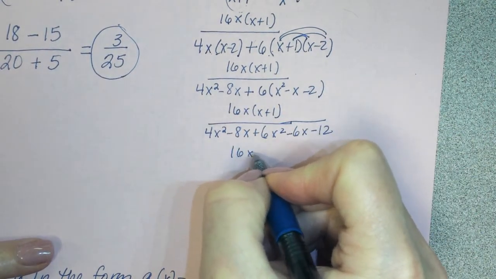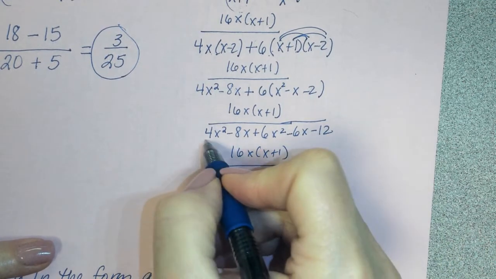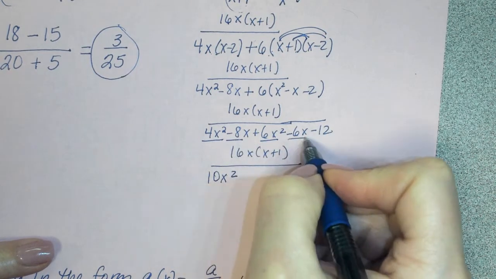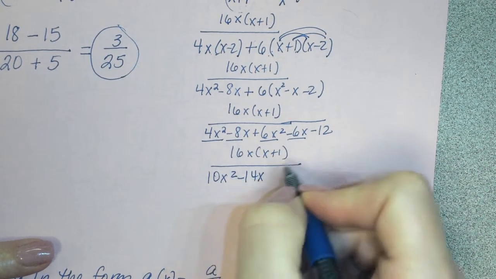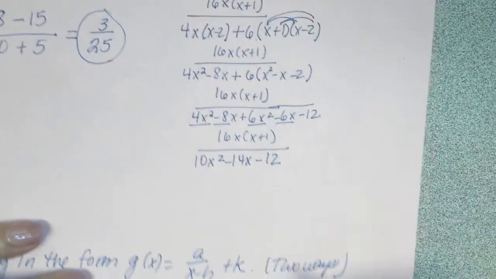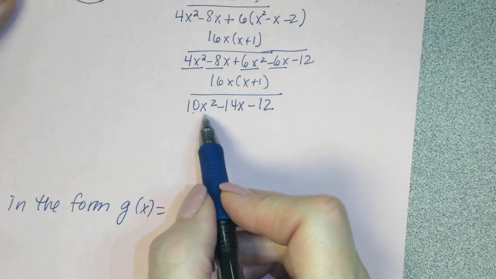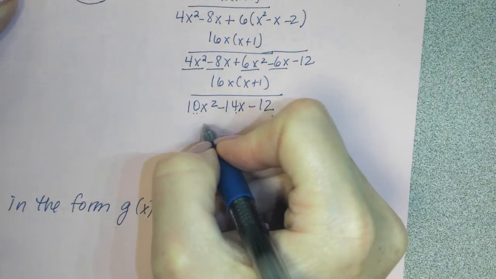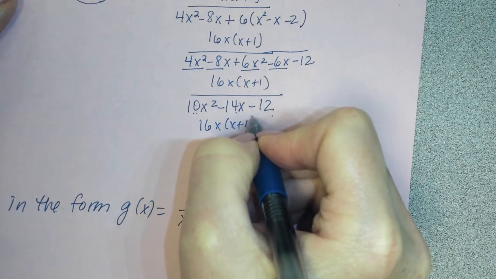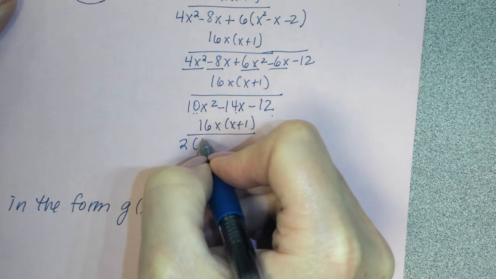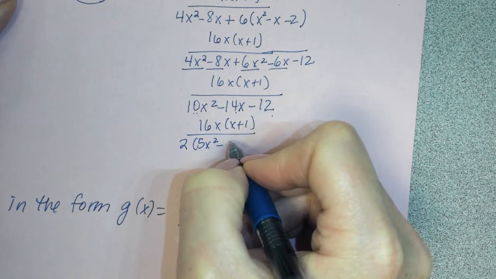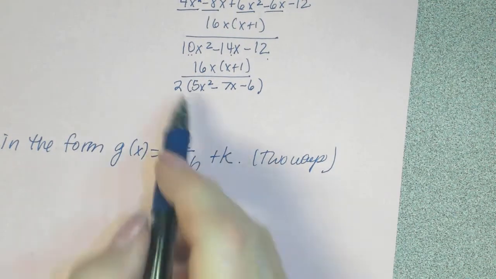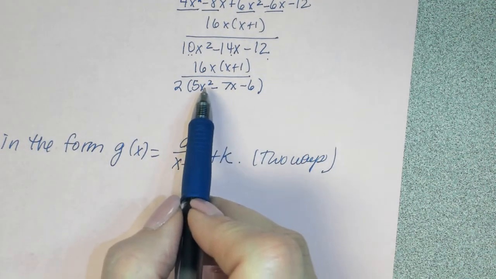Again, numerator's fine. If I have 4 of these and 6 of these, that's going to give us 10. Negative 8x minus 6x, that gives us negative 14x, and then minus 12. What can I factor out of this 10, 14, and 12? 2. Good. So now I have 16x, x plus 1, factor out the 2, and I have 5x squared minus 7x minus 6. Does anyone remember how I can quickly see if this can be factored?